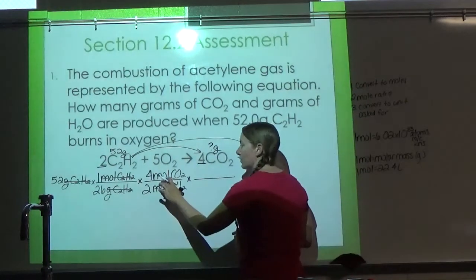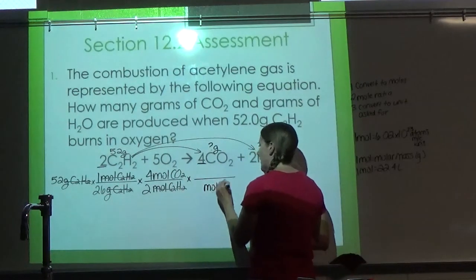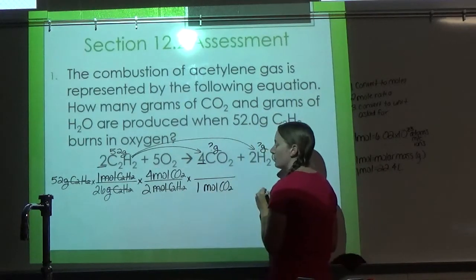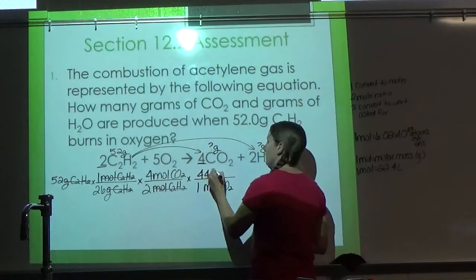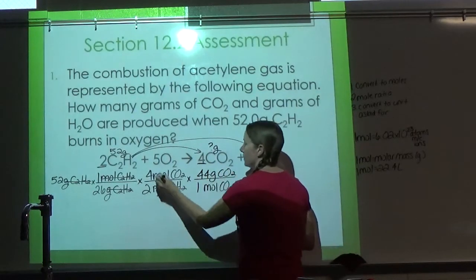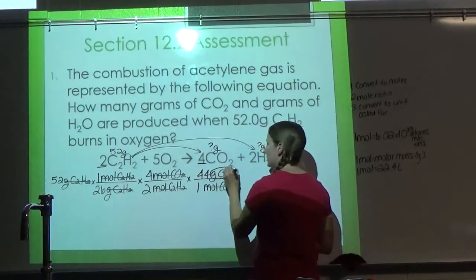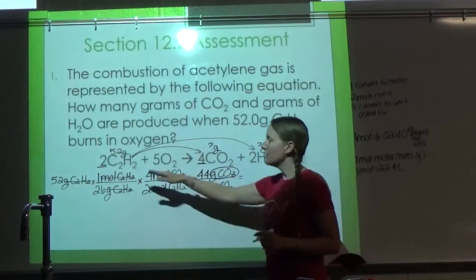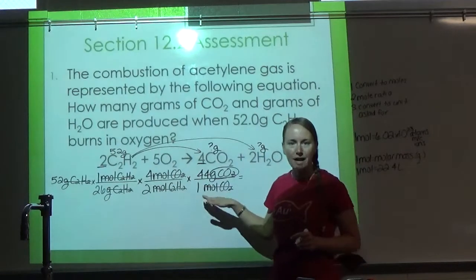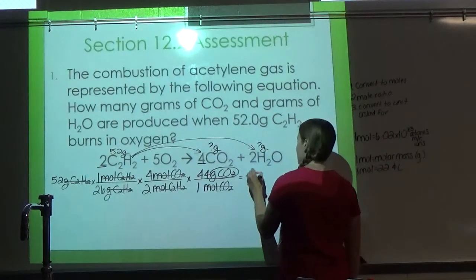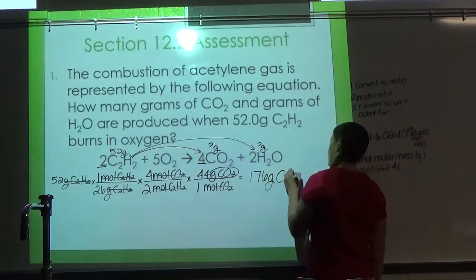So I follow my golden rule. Mole of CO2 has to go on bottom. So remember, molar mass always equals 1 mole. So 1 mole of CO2 equals 44 grams of CO2. So moles of CO2 cancel. So I'm left with grams of CO2. So remember, all I do is multiply across the top, divide across the bottom. And so for that one, I ended up getting 176 grams of CO2.